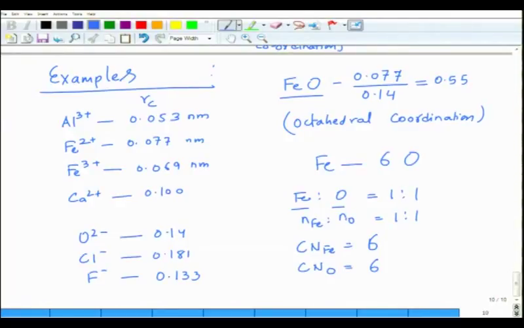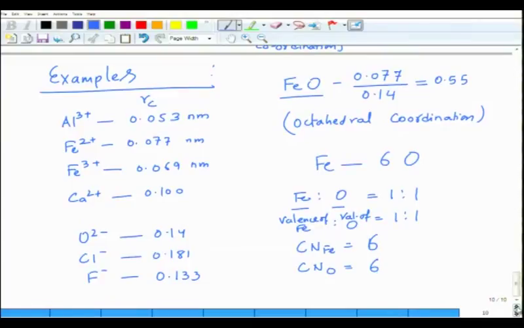The valence electrons, okay, the valency basically: plus 2 electrons it can give, 2 electrons it can take. So the valence of Fe with respect to the valency of oxygen is also 1:1. So the coordination number should also be equal.